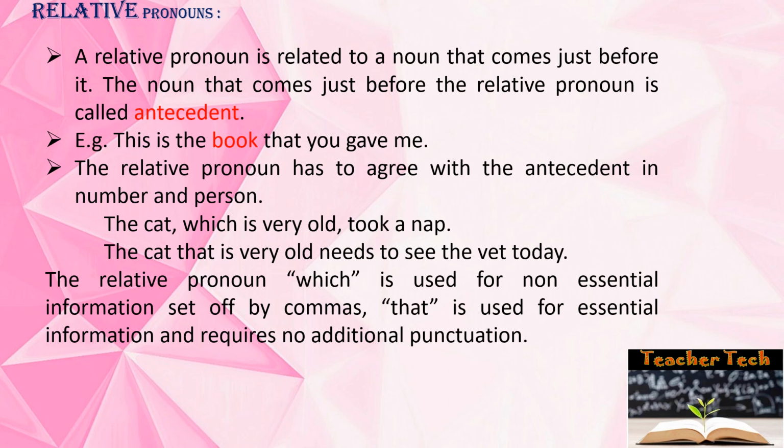So the relative pronoun which is very rarely used. It is non-essential, meaning not giving any kind of information. For example, in the first example, the cat which is very old took a nap, there is nothing giving any kind of information. But the second one is telling us that the cat is very old and it is serious and it has to see a veterinary doctor. Essential means needed information, and it requires no additional punctuation.